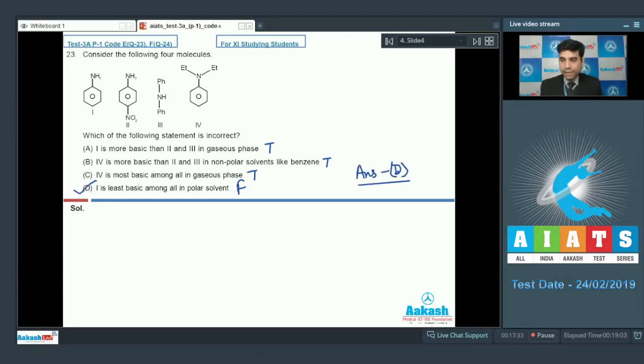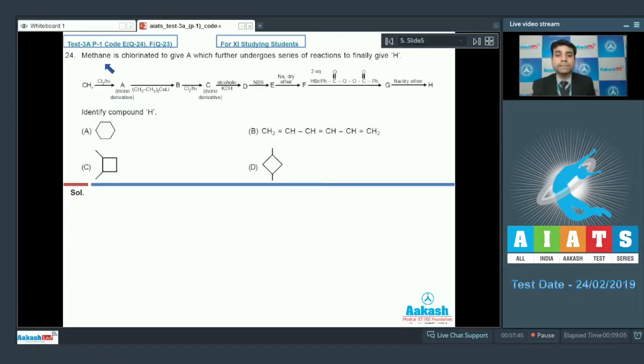Now let's move to the next question. This is the next question we have. It says methane is chlorinated to give A, which further undergoes a series of reactions to finally give H. Identify compound H. If I talk about the compound A, it is a mono derivative, so I'm talking about a mono-halo derivative.